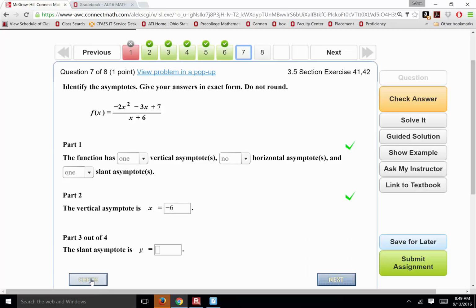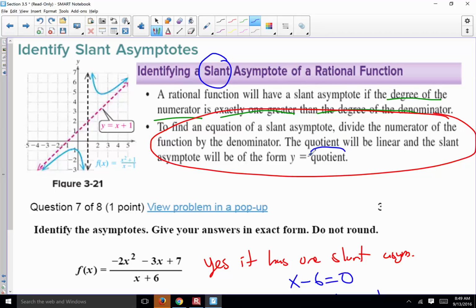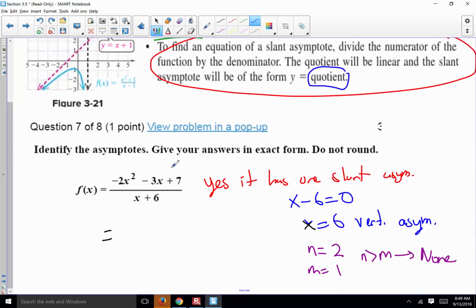Slant asymptote. How do I really find it? I know it exists. But how do I find it? It says right here. You need to do long division, or, if it's convenient, synthetic division. All you need to do is find the resulting quotient and set it equal to y. That's it. So is this question convenient for synthetic division? Can you do synthetic division for this one? No, Maddie? You can do long division.